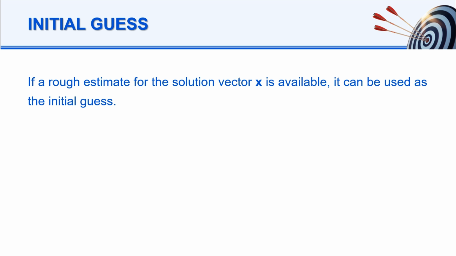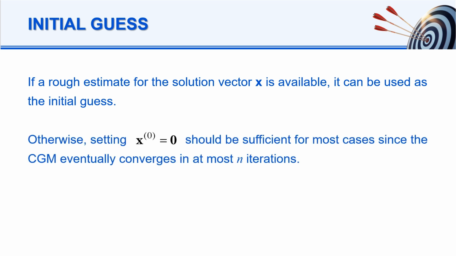To set an initial guess, if a rough estimate for the solution vector x is available, it can be used as the initial value. Otherwise, setting x equals 0 should be sufficient for most cases since the conjugate gradient method eventually converges in at most n iterations.